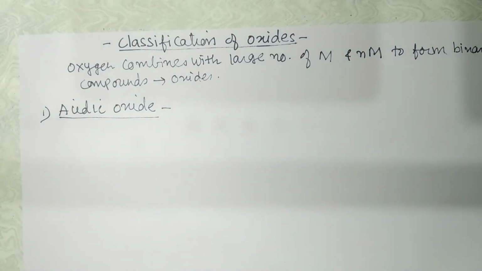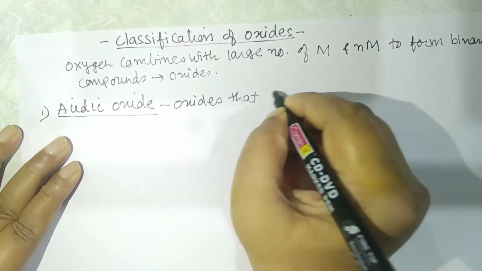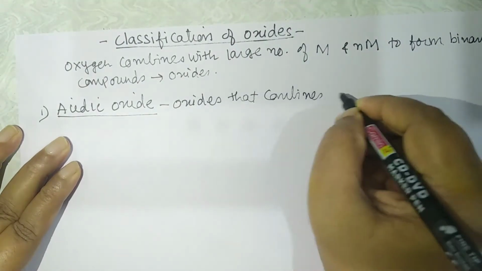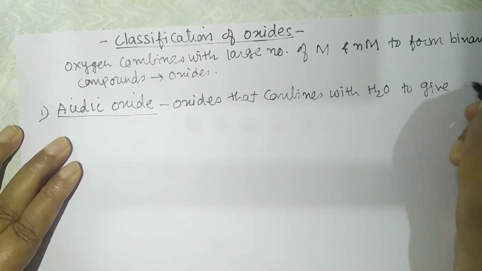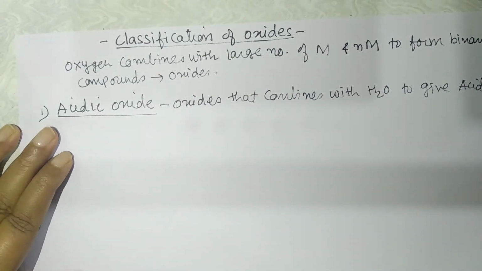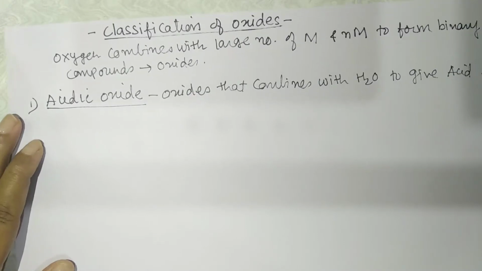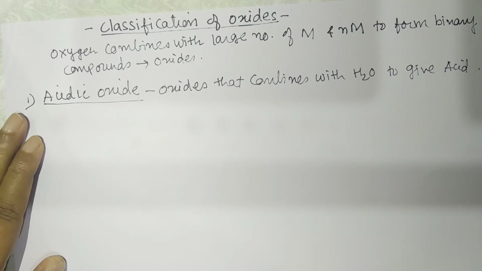Acidic means when the oxide which is formed is dissolved in water, if it gives an acid, then it is called an acidic oxide. So, oxides that combine with water to give acid are acidic oxides. Now students, usually when oxygen combines with a non-metal, it gives an acidic oxide.